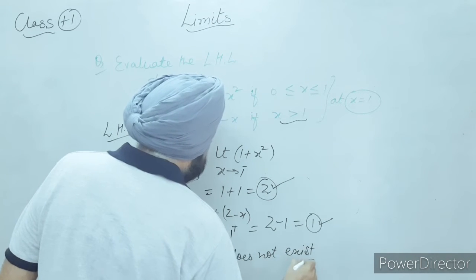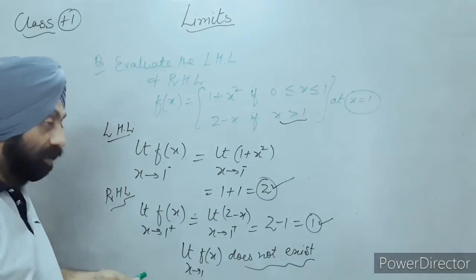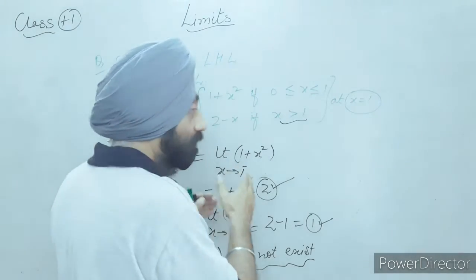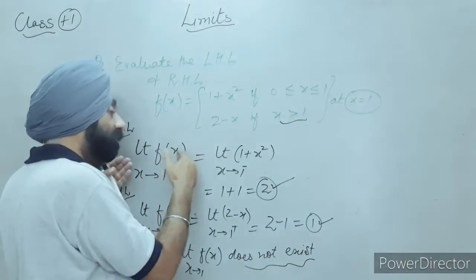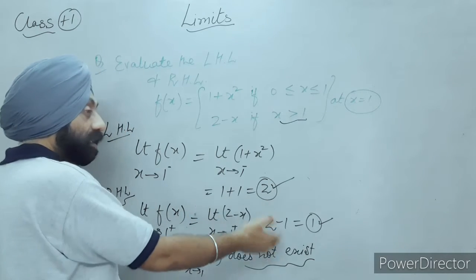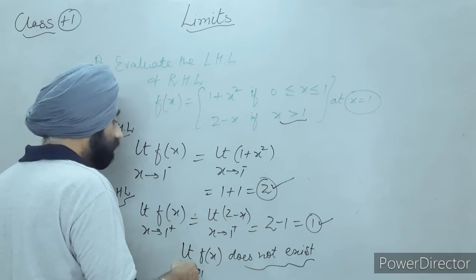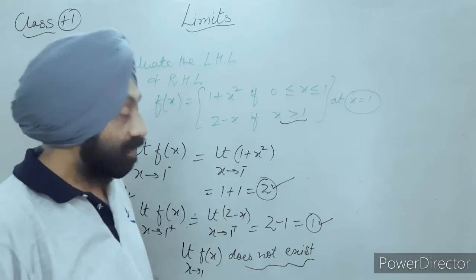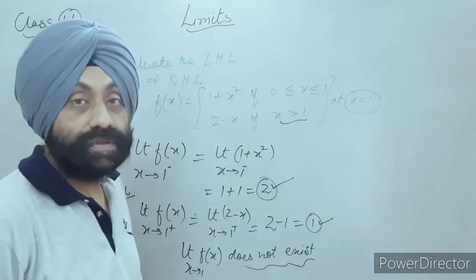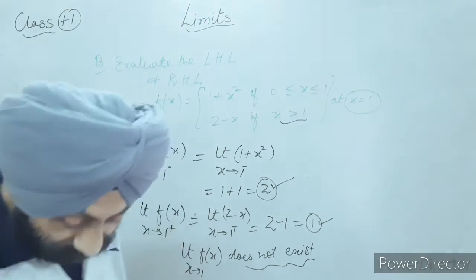Does not exist. Right? Hope you have now understood the concept of how you calculate the left hand limit and how you calculate the right hand limit. If both the values are not the same, then we will say the function has no limit as x approaches 1.